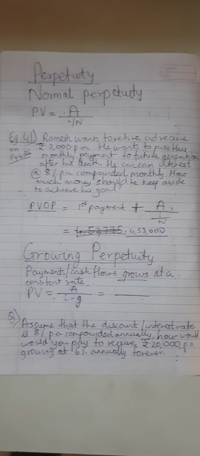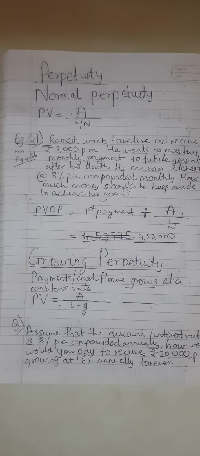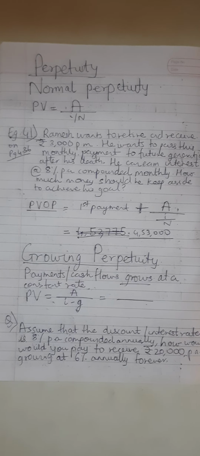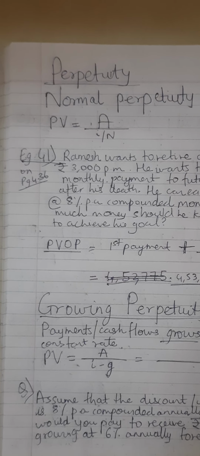Hello everyone, welcome back to part 13 of this series, and today we are going to see perpetuity. There are two types of perpetuity. One is normal perpetuity and the other is growing perpetuity, which I'll explain in some time. But first, let's see the formula for computing the present value for normal perpetuity.